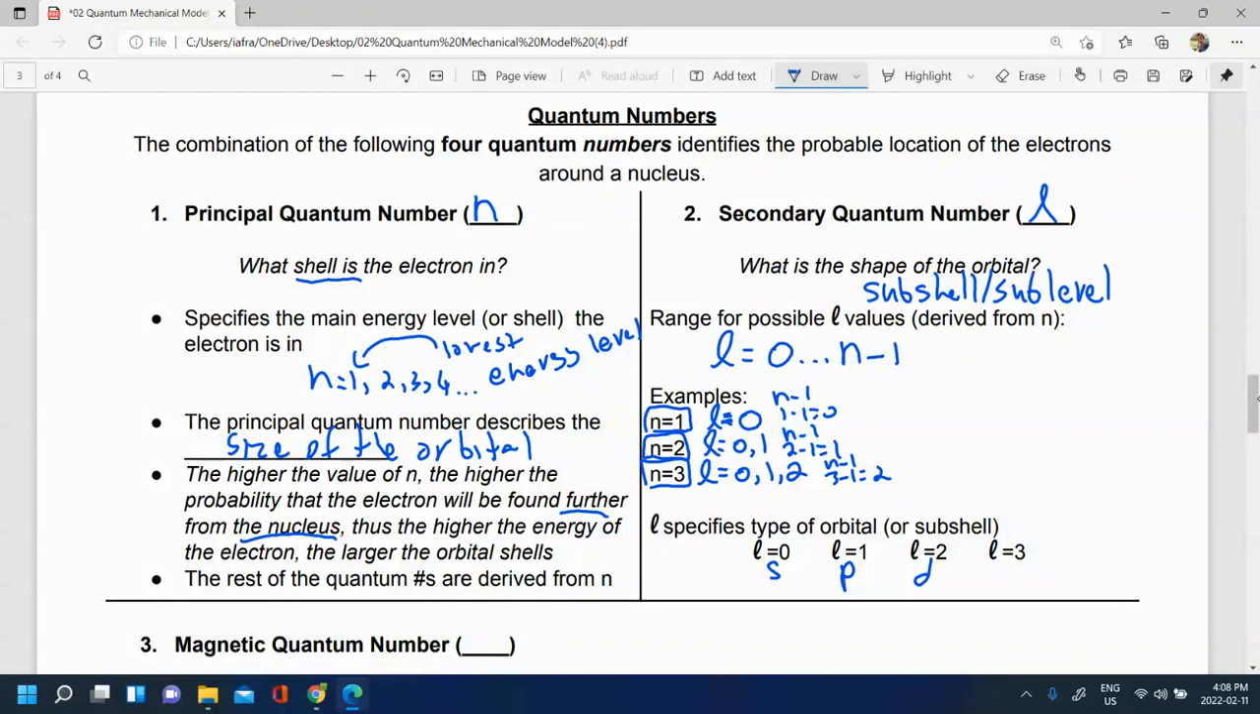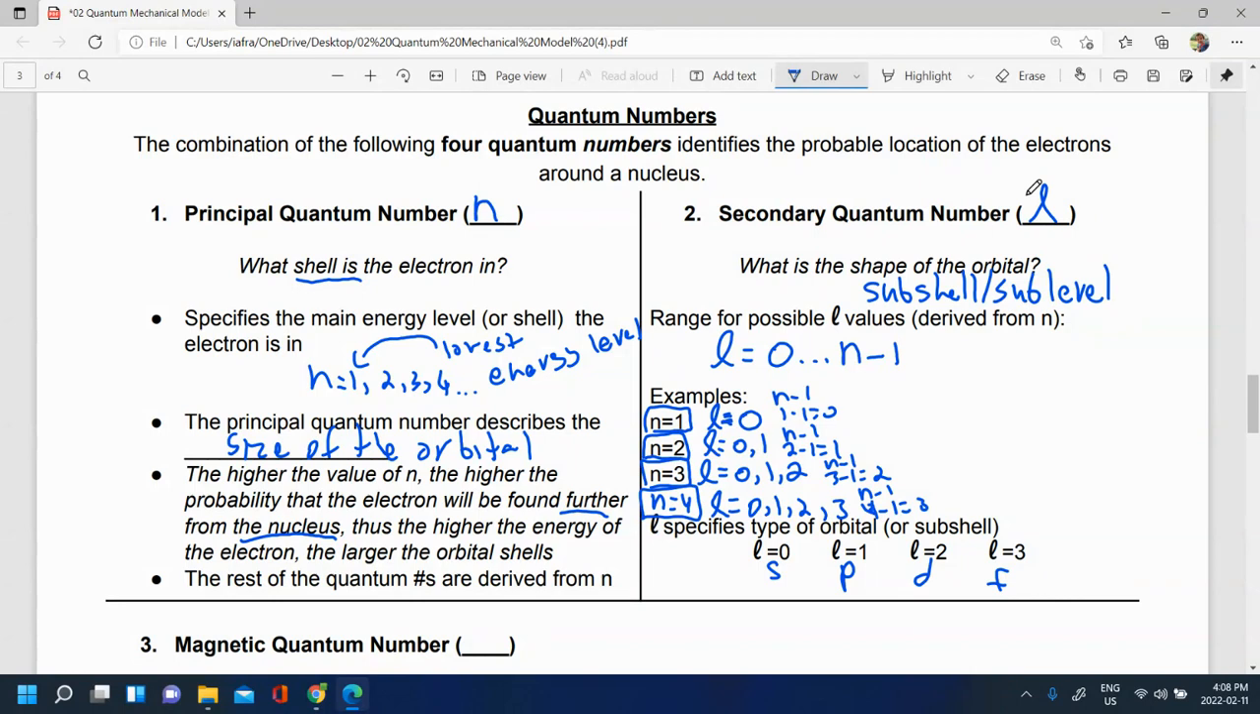We'll do one more. Let's do n is equal to 4. So our possible L values there in n is equal to 4, and a lot of you can already list this, is going to be 0, 1, 2, and then 3. Because in this case, n minus 1 is 4 minus 1, which is 3. So that 3 means F. So in the fourth energy level, we have S, P, D, and F. And that's what we're filling out there. So that is our secondary quantum number.